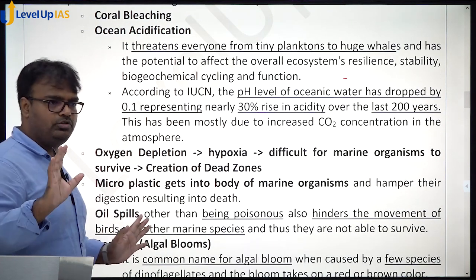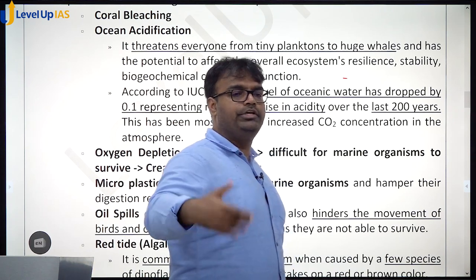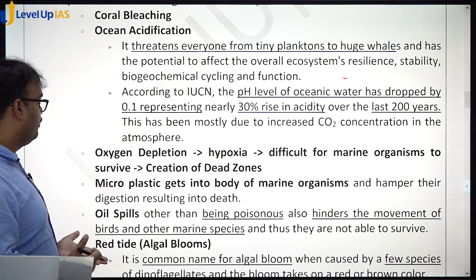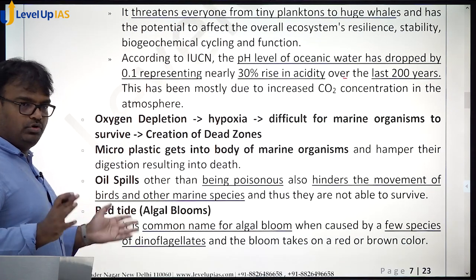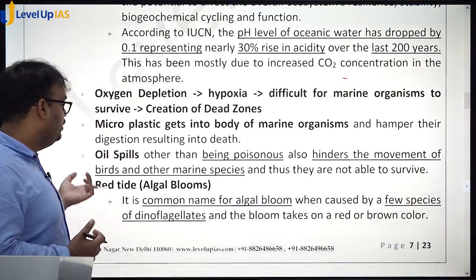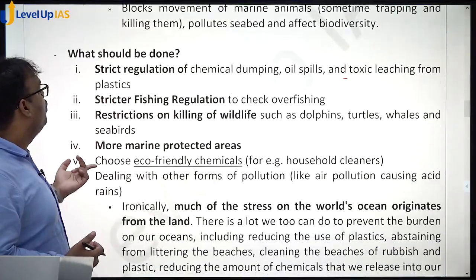Oxygen depletion, we have talked about how algae and all can eventually lead to oxygen depletion, which will make it difficult for marine organisms to survive. Microplastic, more or less we understand it, but we'll cover it in more detail in plastic pollution. Oil spills, red tides, all these kinds of things we have already done.